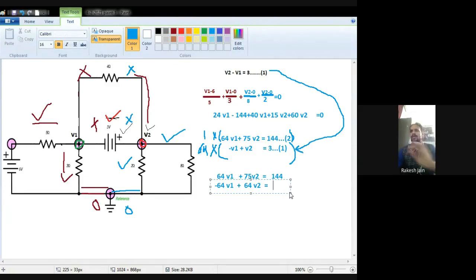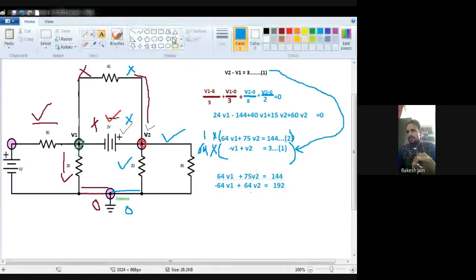192. Yes, 192. Okay, 64 multiplied by 3, right? 64 multiplied by 3. Yes, so 192. Now we are going to solve this.